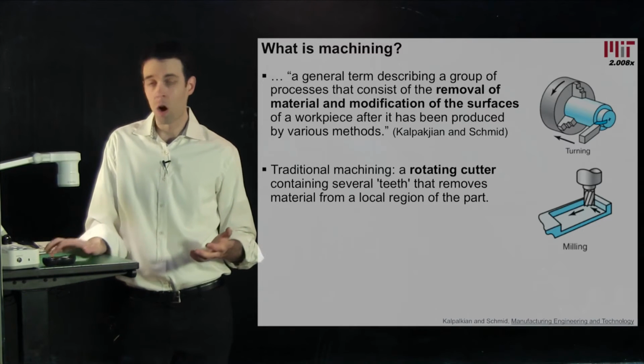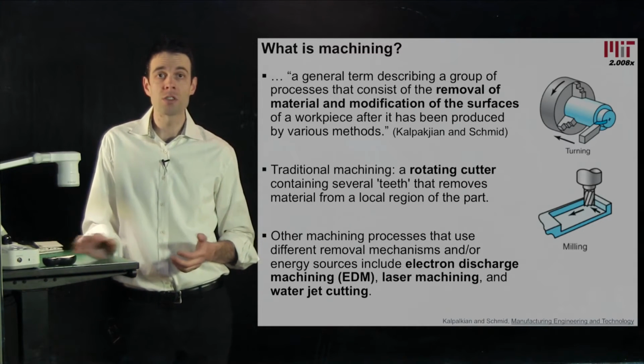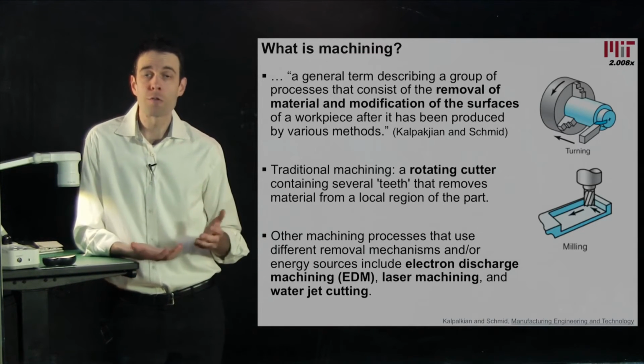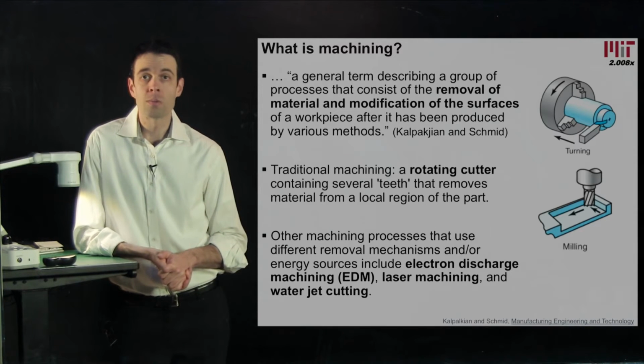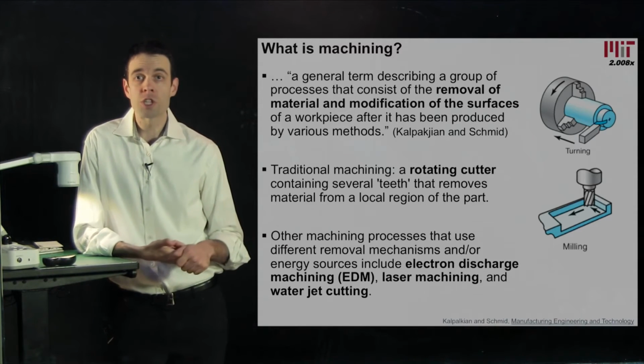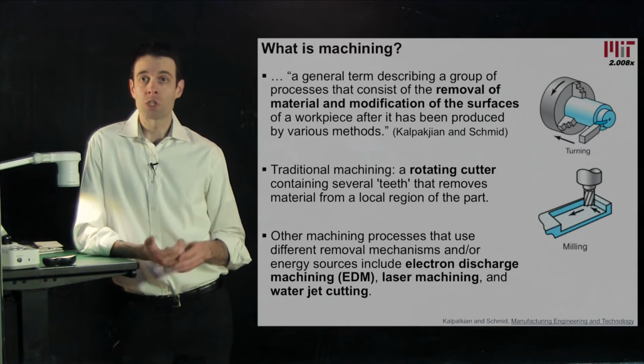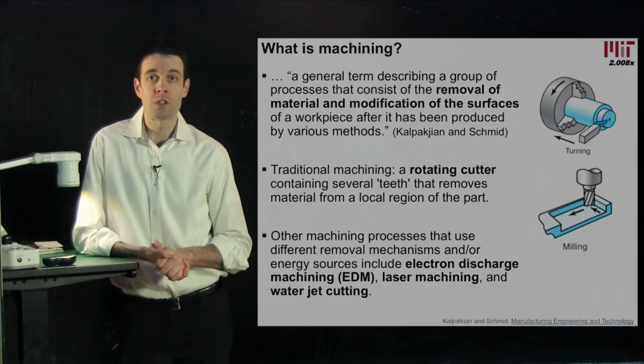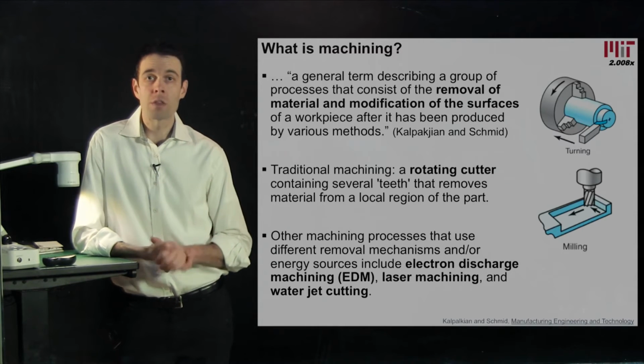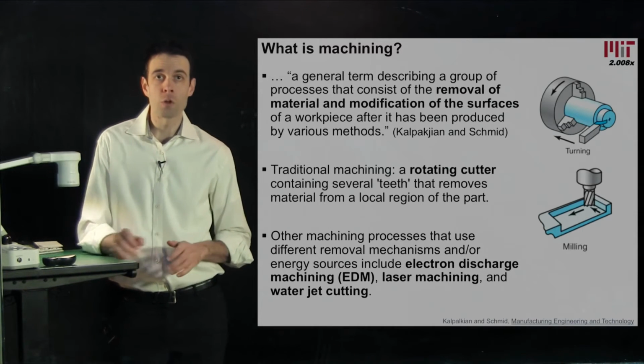Now, you might be aware there are other kinds of machining processes that use basically different physics to achieve material removal. And those include laser machining, water jet machining, and electron discharge machining, which uses an electric field to take material away. We won't really talk about those, but you might study those more in the future.